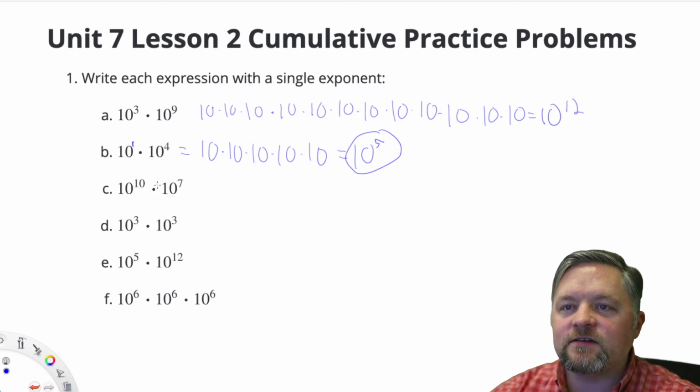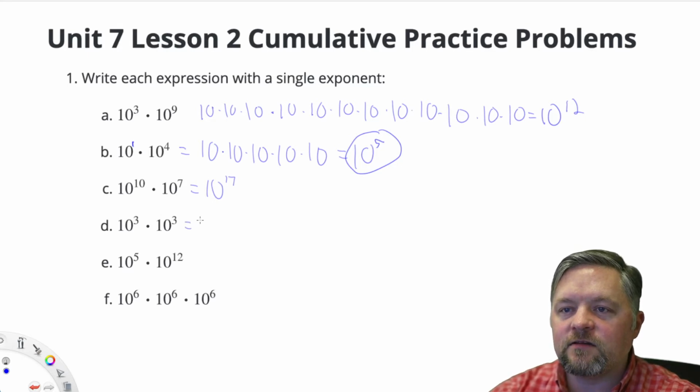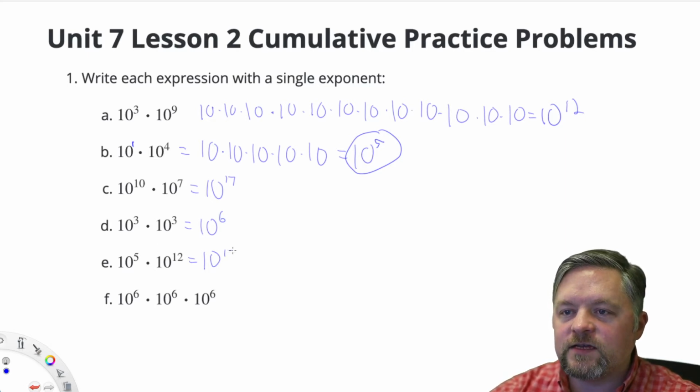Okay, 10 to the 10 times 10 to the 7 is 10 to the power of 10 plus 7 is 17. 10 to the 3 times 10 to the 3 is 10 to the 3 plus 3 is 6. 10 to the power of 5 times 10 to the power of 12. 5 plus 12 is 17. Uh-oh, we got triples. 6 plus 6 is 12. So these together we can think of as 10 to the 12, times 10 to the 6. Well, now we just add that. 6 and 12 is 18. 6 plus 6 plus 6 is 18.